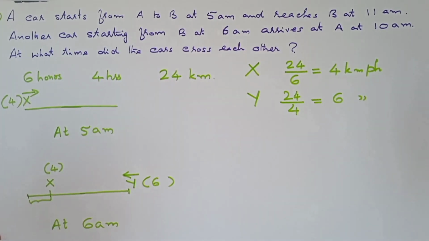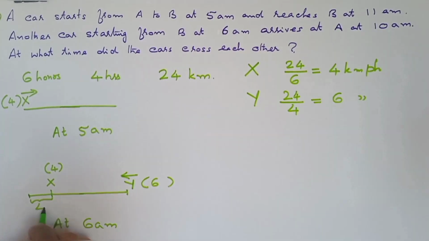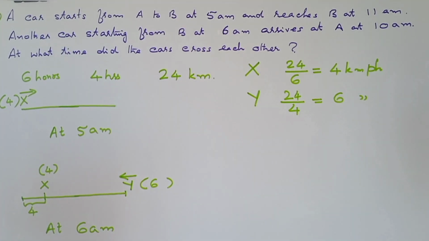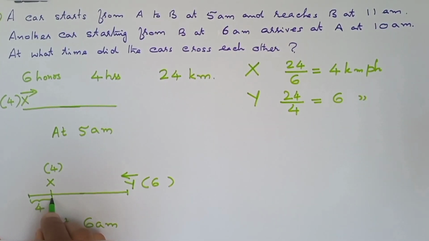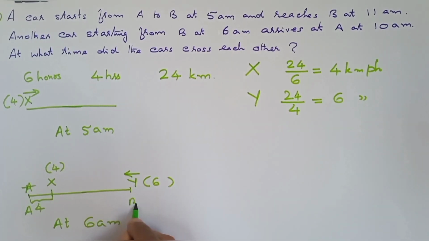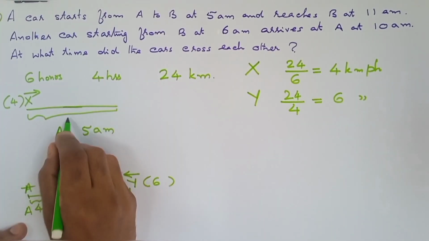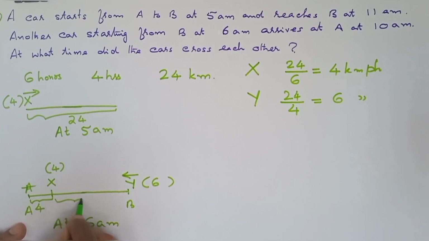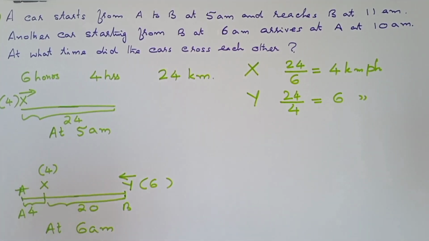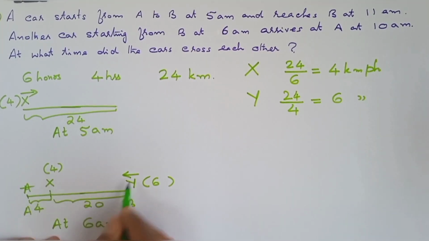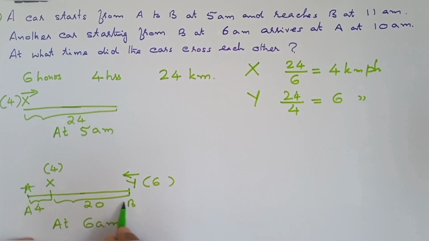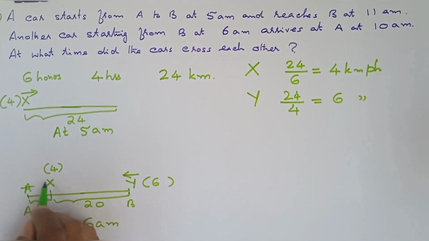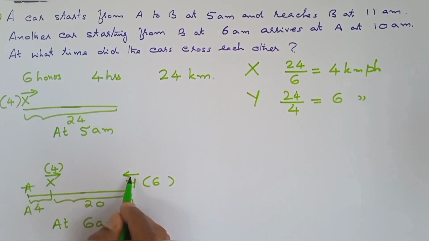So how much is the distance covered by car X in 1 hour? That is 4 km. Because when you say the speed is 4 km per hour, speed is nothing but the distance covered in 1 hour. So it covers 4 km in 1 hour. The total distance between A and B is 24. 4 already covered, so the remaining distance is 20 kilometers. So this is the position of the two cars at 6 a.m. They are 20 kilometers apart, X is here, Y is here.